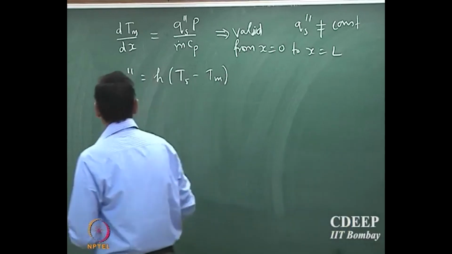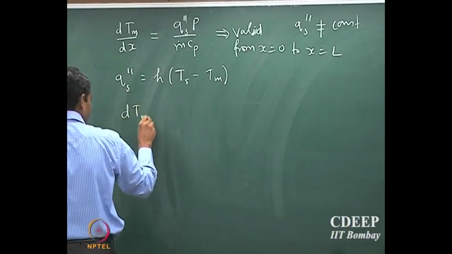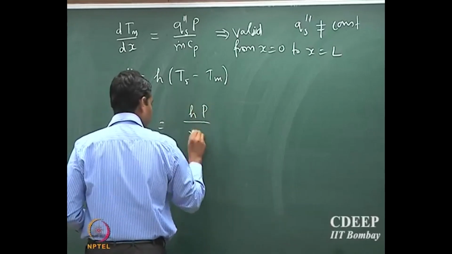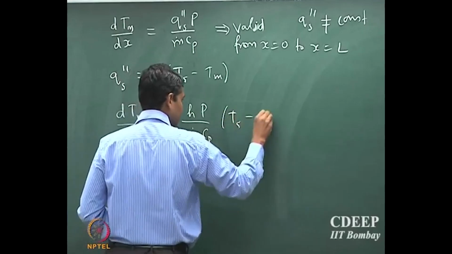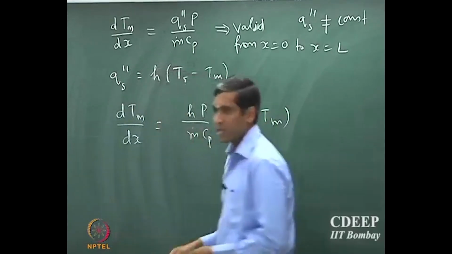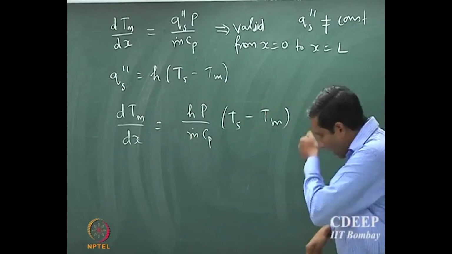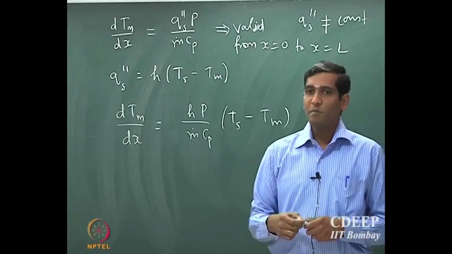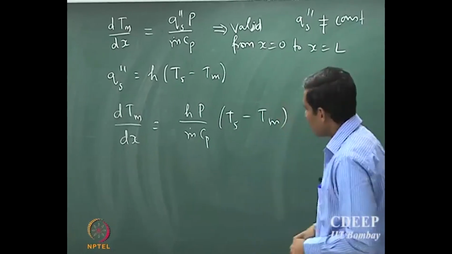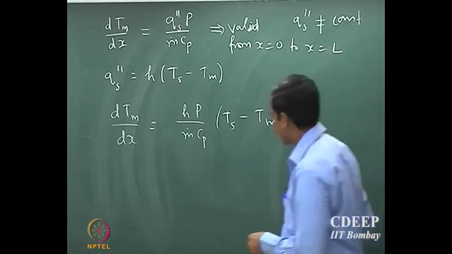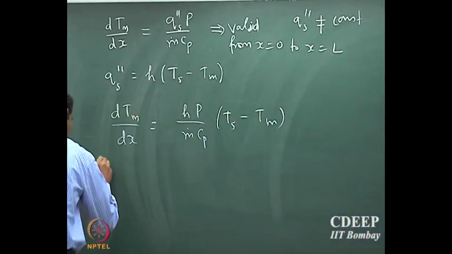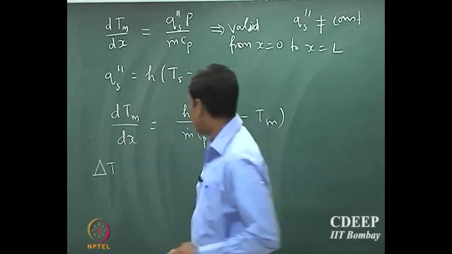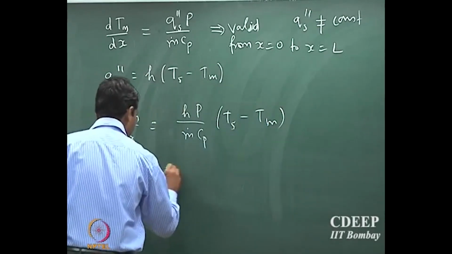So, now we can use this expression here: dTm/dx is equal to hP by m dot Cp into (Ts minus Tm). Okay. Now if we integrate this expression, we should be able to find the profile of the mixing cup temperature, right. We are going to do something slightly different. I am going to define a variable called delta T, the temperature difference. So, delta T is Ts minus Tm.